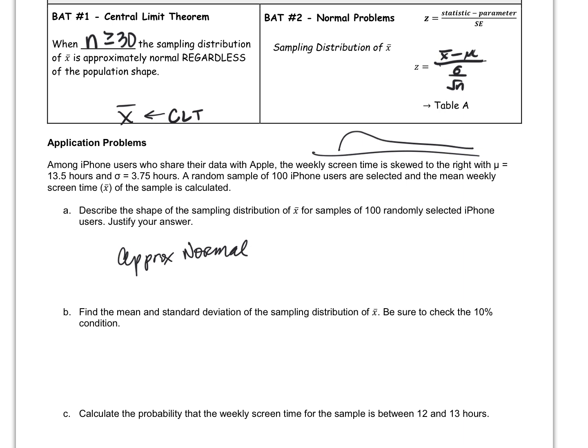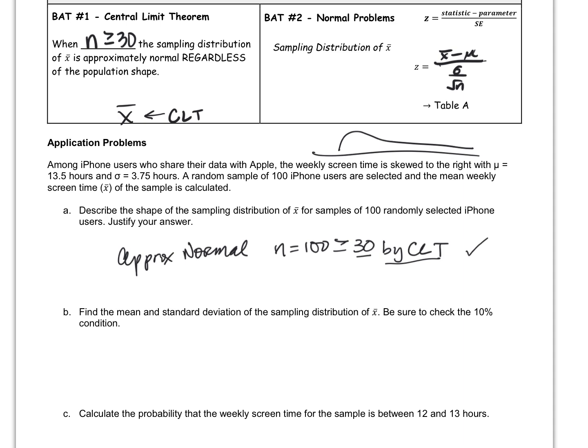And here's your justification. You would say n is equal to 100, which is greater than or equal to 30. But you can't stop there. 30 needs a connection. Otherwise, it's some arbitrary number you pull out of the air. 30 by CLT, central limit theorem. So you will lose points if you just say greater than 30. That won't work. It has to be by the CLT. CLT has to be connected to that 30.